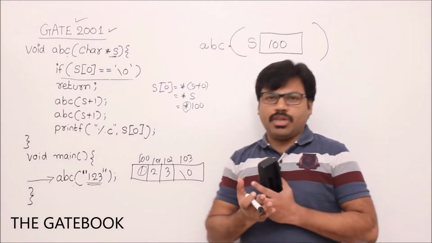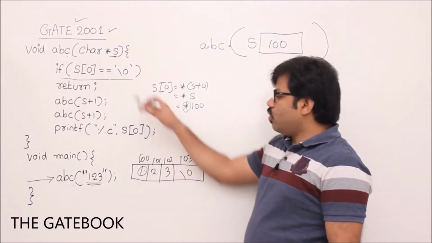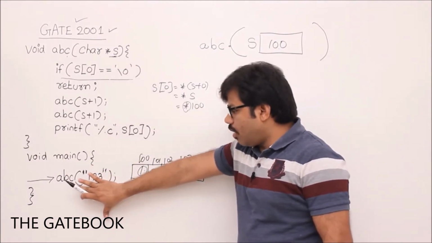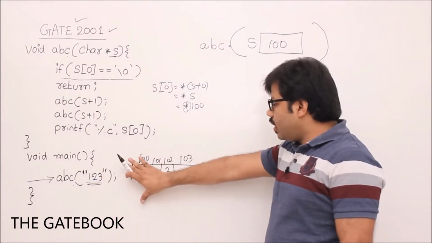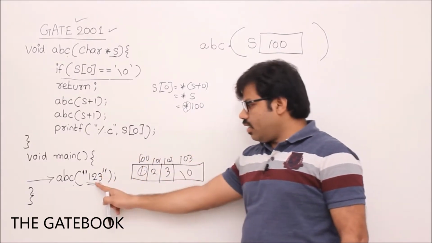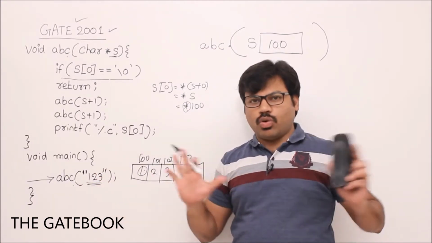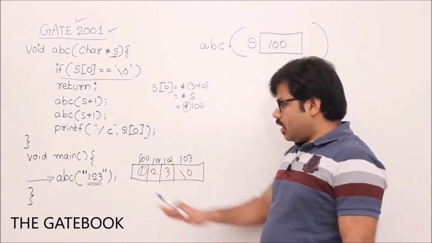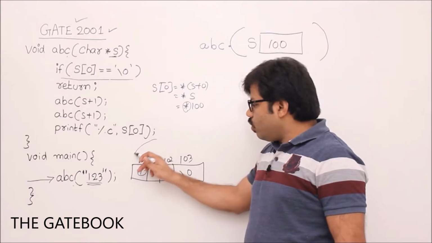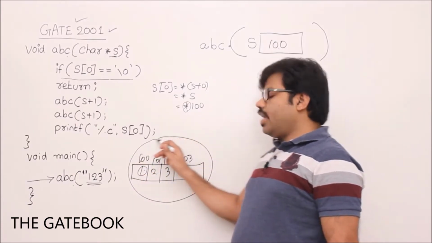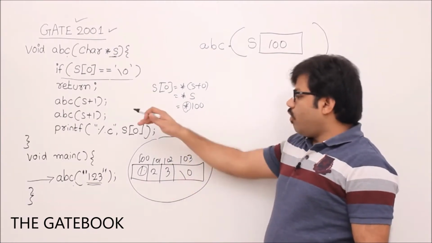They get confused between lifetime and scope and all. First of all, there is no scope for this. There is no variable called 123 or something. 123 is a memory allocation, right? It's a string. That string is not related to any variable, so there is no question of scope. Now lifetime. Yes, this string is represented in the main program, right? So whenever you have a string constant, its lifetime is throughout the program. You remember it.